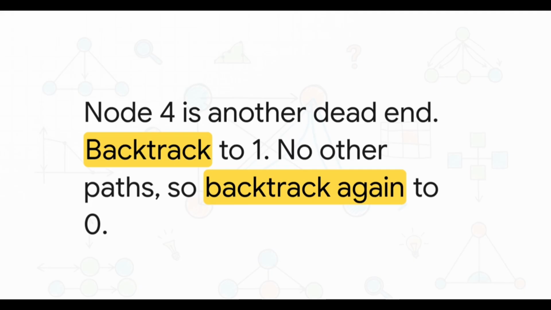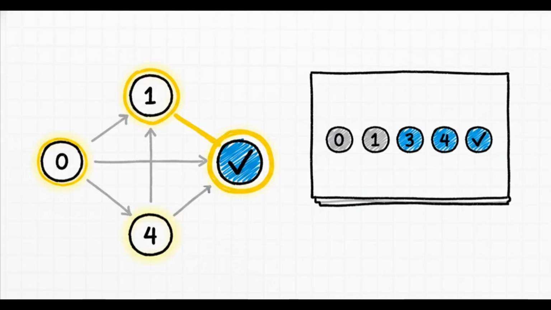So node 4 turns out to be another dead end. We backtrack to node 1. Now look closely. From node 1, we've now explored all the possible paths. There's nowhere else to go. So we have to backtrack again, this time all the way back to our starting point, node 0. And now we're right back where we started. We have one final path to explore, the route to node 2. We take it, we mark it, and just like that, we visited every single node in the graph.